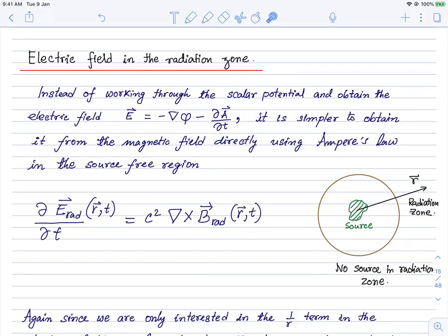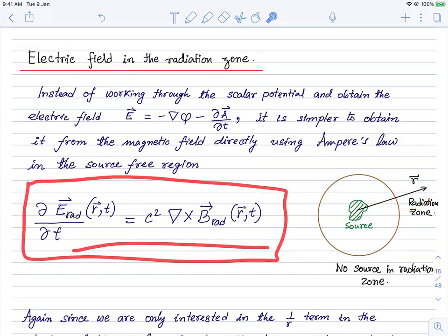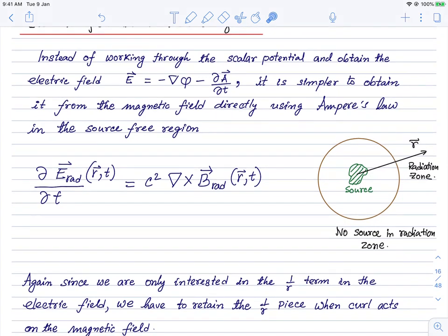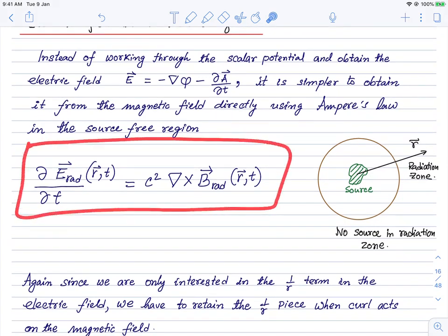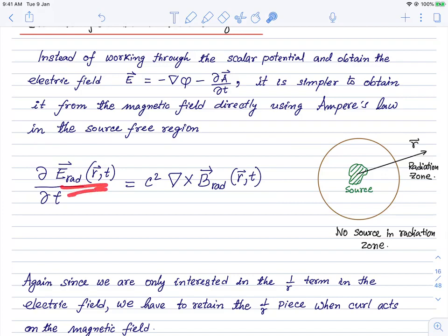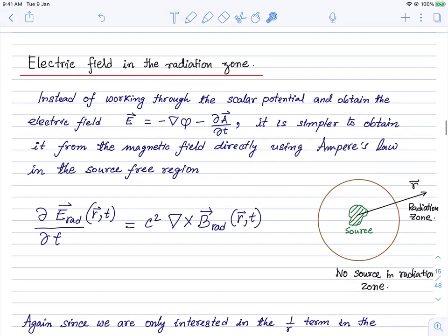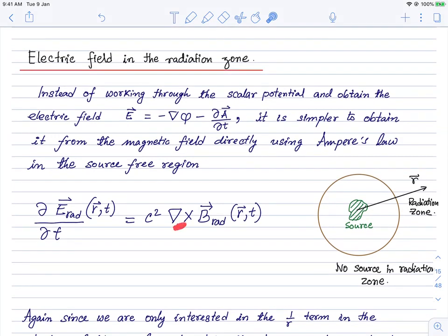So we know that the source is doing something here, but we are interested in the fields far, far away, which is the radiation zone. And in the radiation zone, there are no sources. So in Ampere's law, we will have no sources in the radiation zone. If we don't have any sources, we can use Ampere's law and find the corresponding term in the electric field corresponding to the B field. Basically, we have to take one more curl and then integrate with time. That's what we need to do.